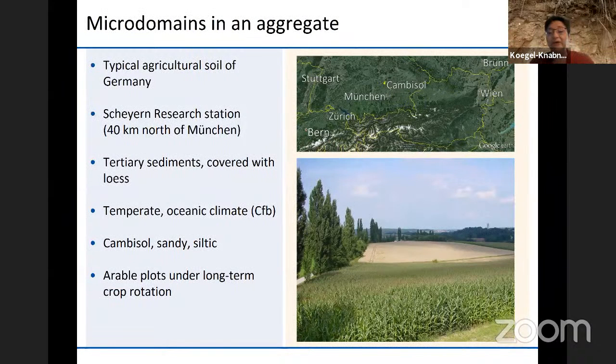I would now again come to an experiment, a field study that we did in a typical agricultural soil of southern Germany. Here is Munich. We investigated a cambisol on a research station of TUM, and its tertiary sediments covered with loess. It's a sandy siltic cambisol, and we had arable plots under long-term crop rotation. This is how the landscape looks here.